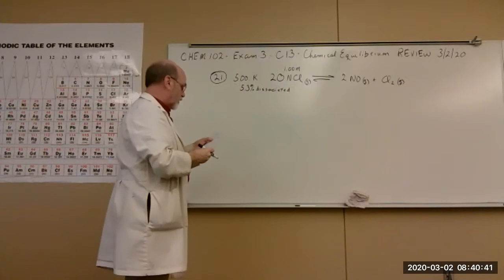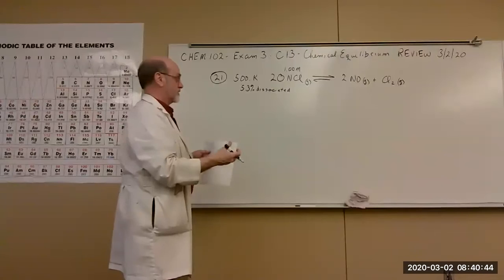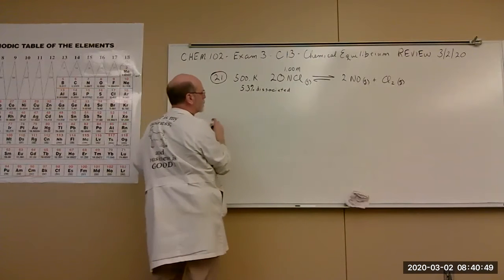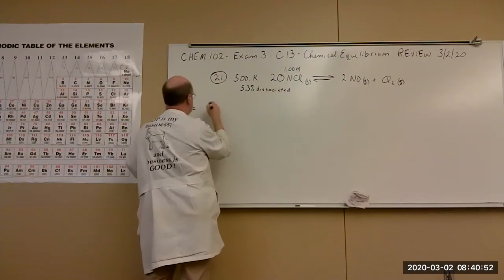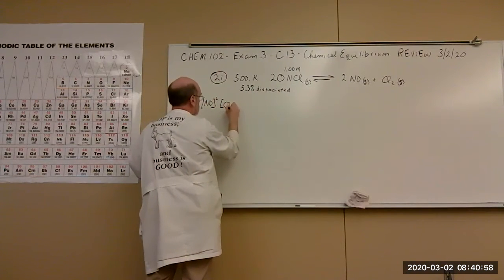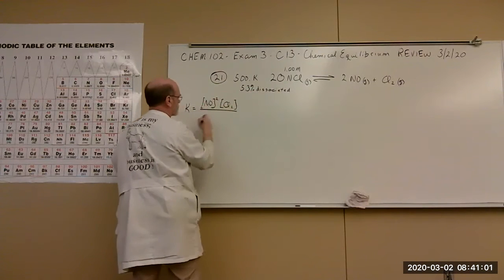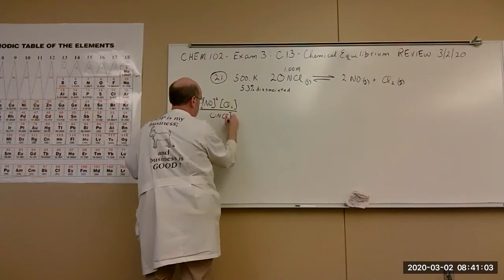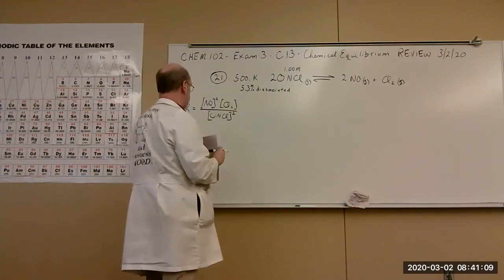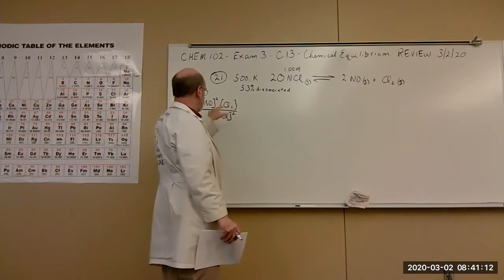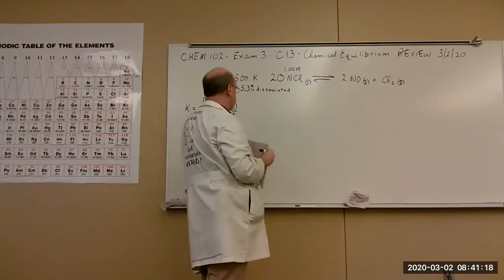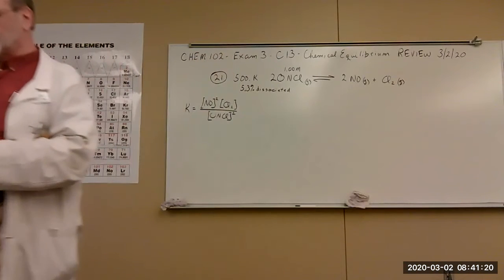Okay. So in order to calculate the equilibrium constant, we need the expression. So we're going to have K is equal to NO squared, chlorine, our products, and this squared. So in order to do that calculation, we need to know what each of these concentrations is. So what does 5.3% dissociation mean?